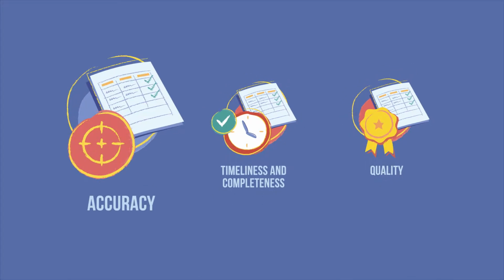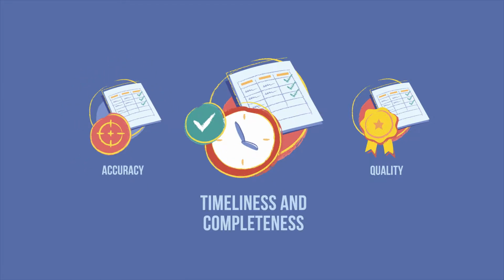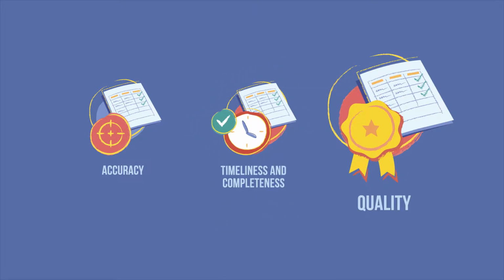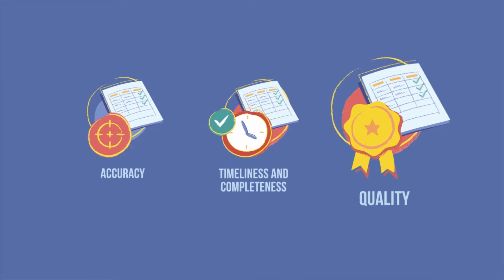First, the accuracy of the numbers being reported. If you were to look closely at the reported data, would the numbers be correct? Second, the timeliness and completeness of reported data. And third, the overall quality of the monitoring system. In other words, are the right things being measured? Are they being measured and analyzed in the right way?